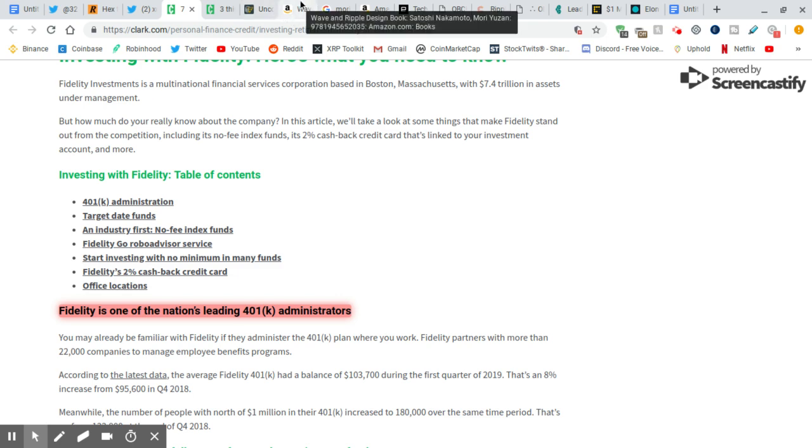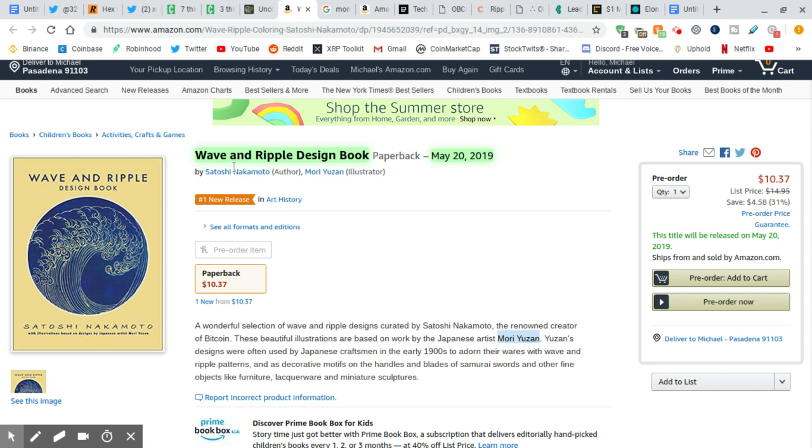Now, let's go on to the Wave and Ripples coloring book. Okay, this is still exciting, guys. Remember Mori Yuzan, the thing I correlated this with, Bearable Guy? First of all, Ripple. Why would someone named Satoshi Nakamoto print a book about Wave and Ripples? Because that doesn't have anything to do with anything except maybe Ripple. Of course, they know it's going to get Ripple supporters excited. Everyone's going to be buzzing about this. It's a huge thing.